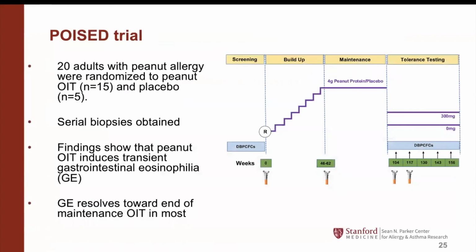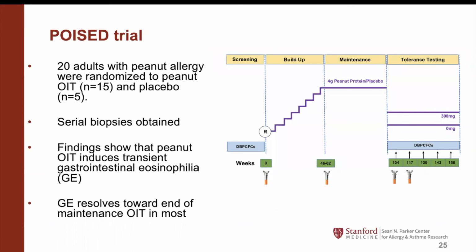And just briefly, because I know we're coming toward the end of the lecture, I'd like to go over a study that we did with our POISED trial here at the Sean Parker Center. This study looked at 20 adults with peanut allergy who were on OIT. And we found that the patients on OIT, when they underwent EGD or endoscopy, had some transient eosinophilia in their gut.